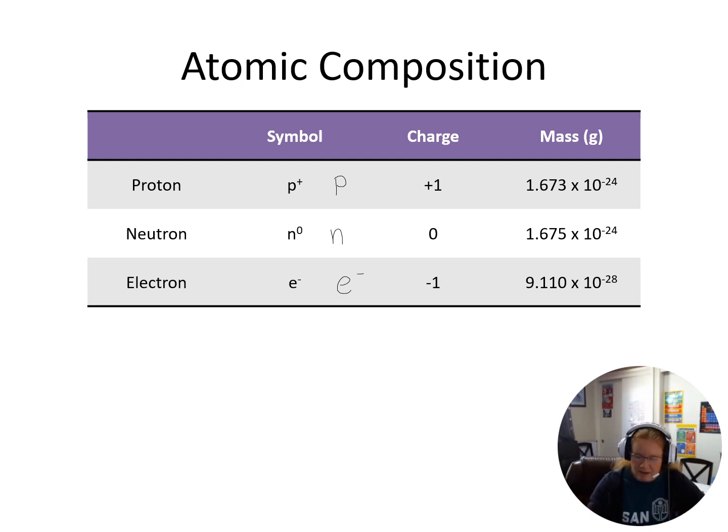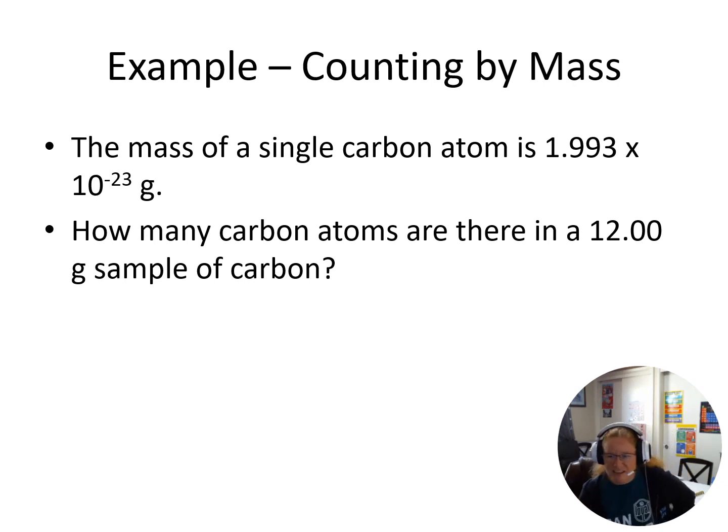We can also do some really interesting things with mass and conversion factors. If I know the mass of a single carbon atom is 1.993 times 10 to the negative 23 grams, and I have 12 grams of carbon, I can figure out how many atoms there are.